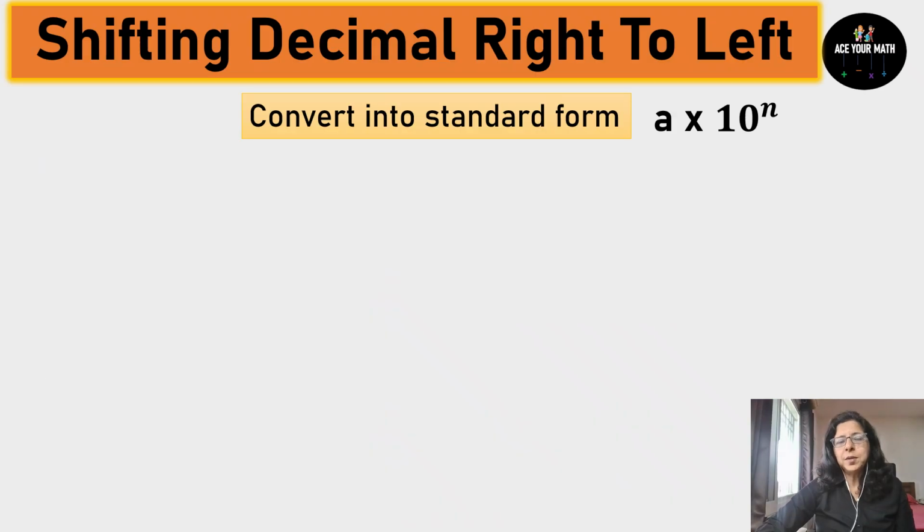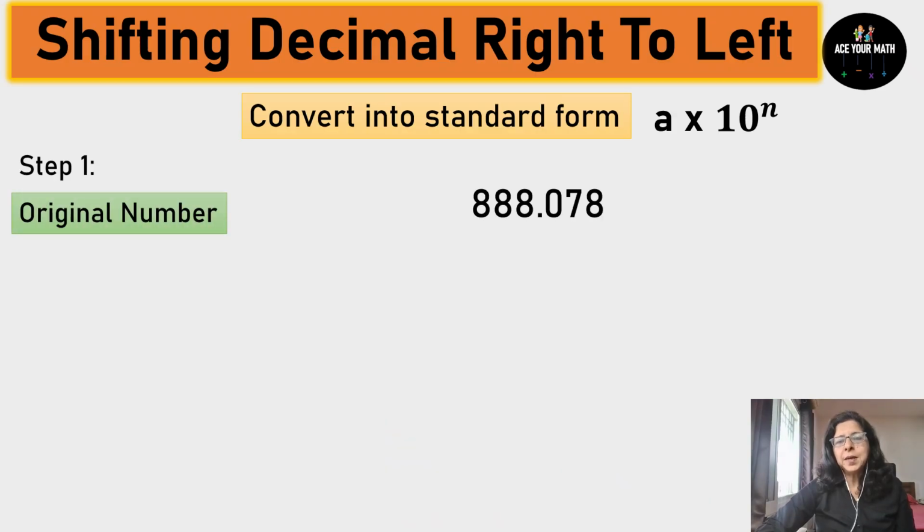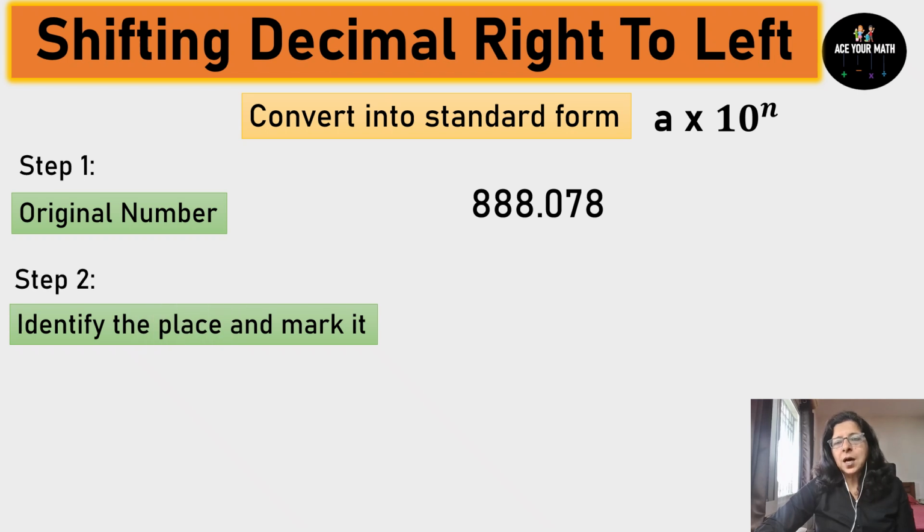Let's try one more number. See, the original number is 888.078. So the given number is not in the standard form. So the first thing is where to put this decimal. You need to put this decimal in such a way that the value should become less than 10. So if I place this decimal after 8, it will become less than 10. So what is the original position of decimal? See, it is here right now. Now, if I place it here, it will become 8.8 and the value 8.8 something is always less than 10.